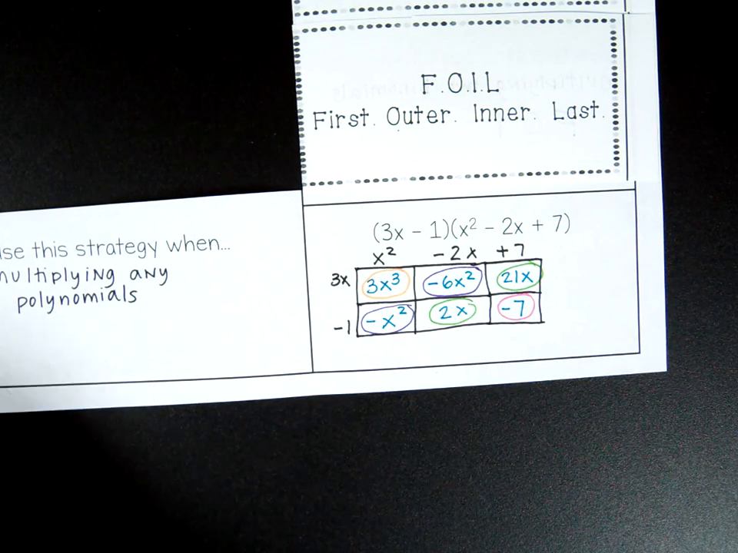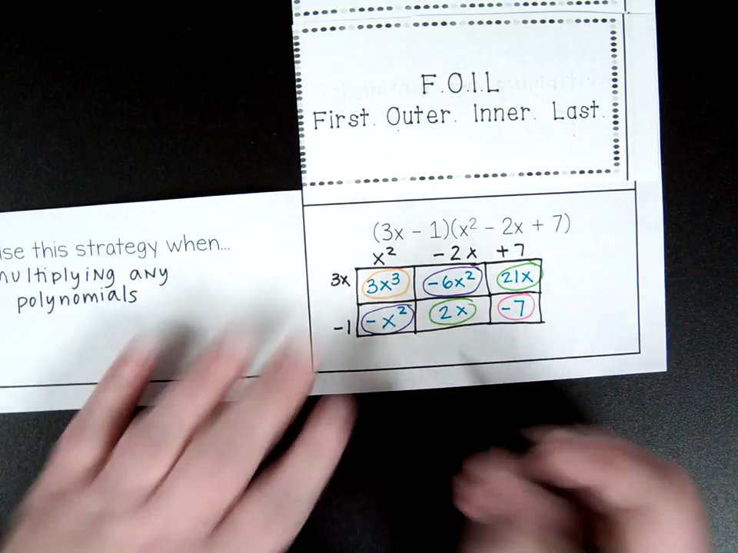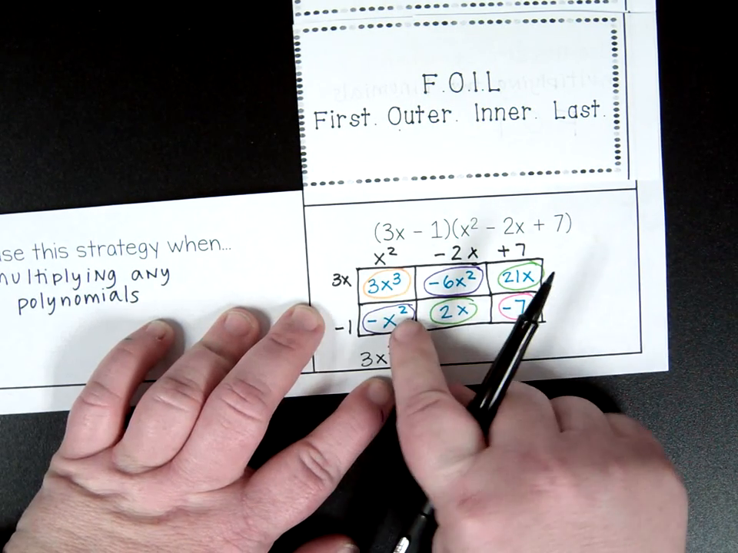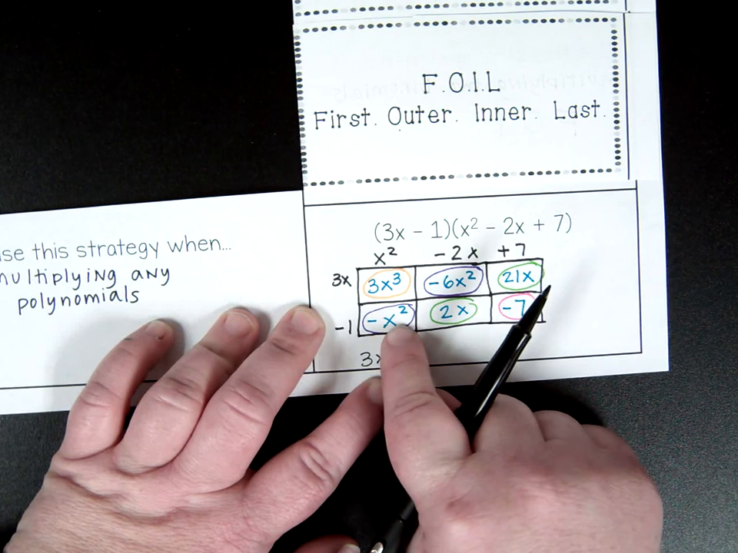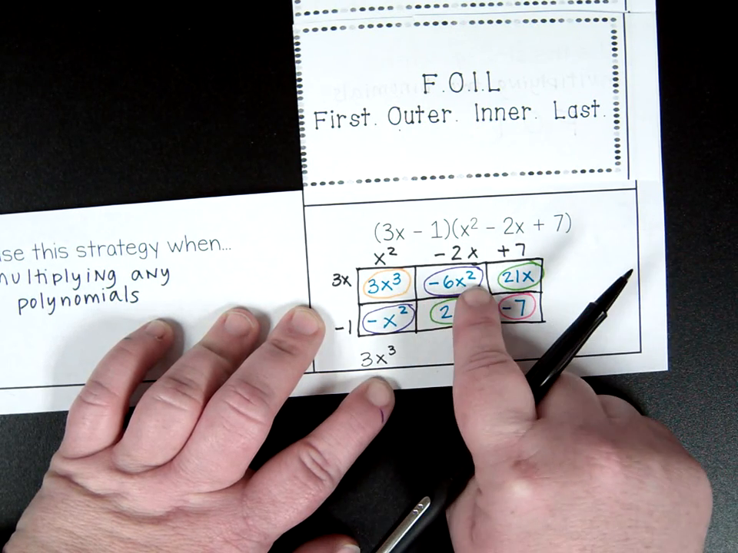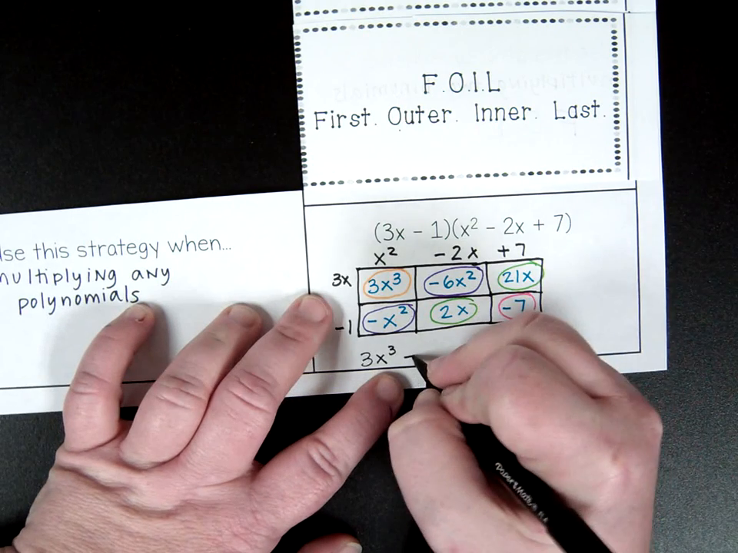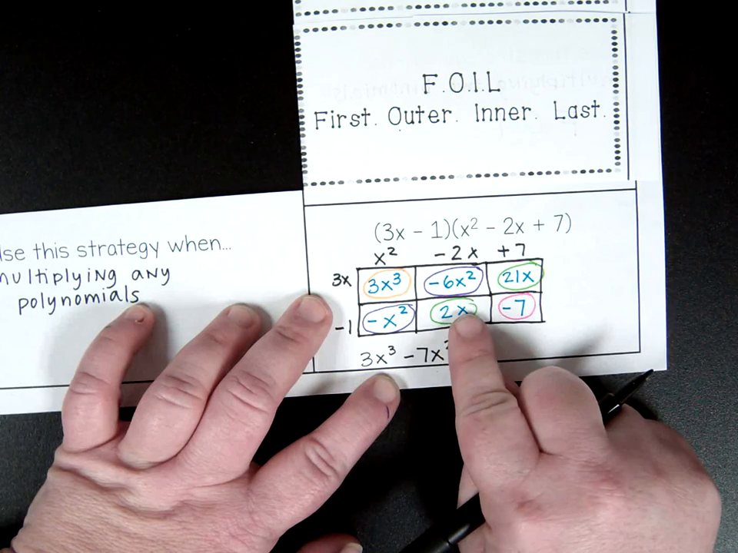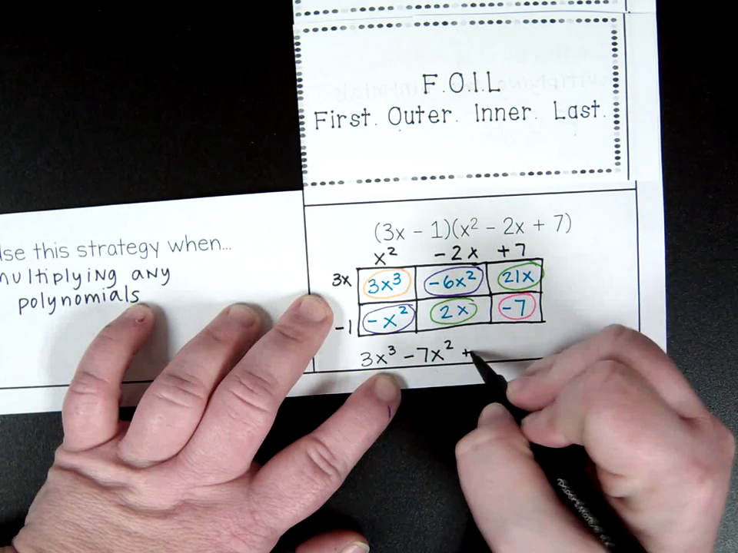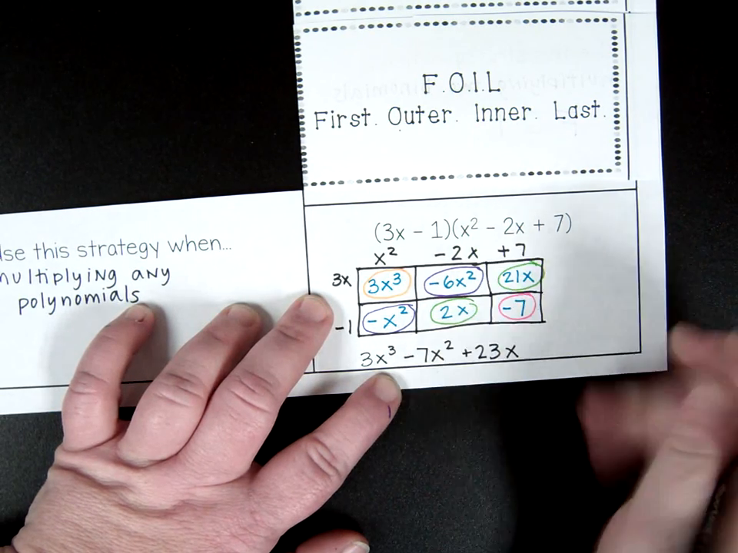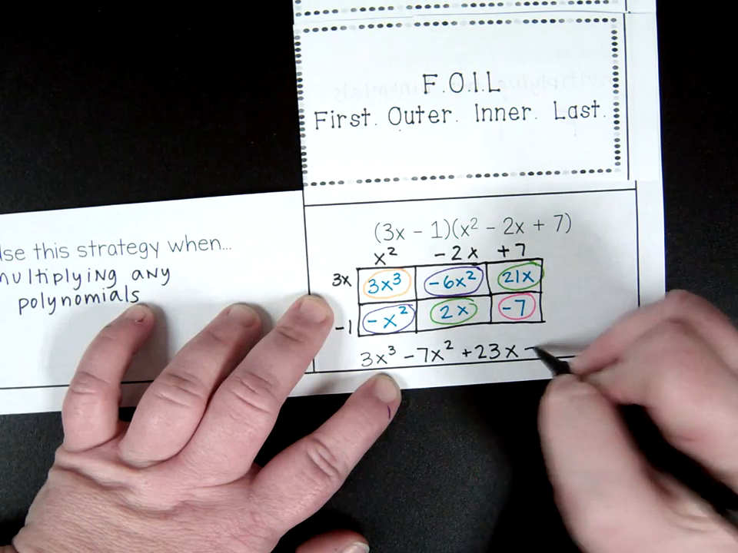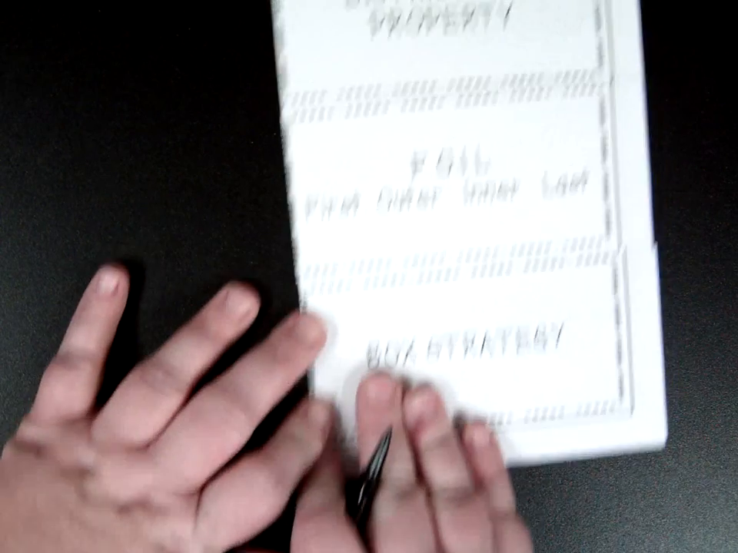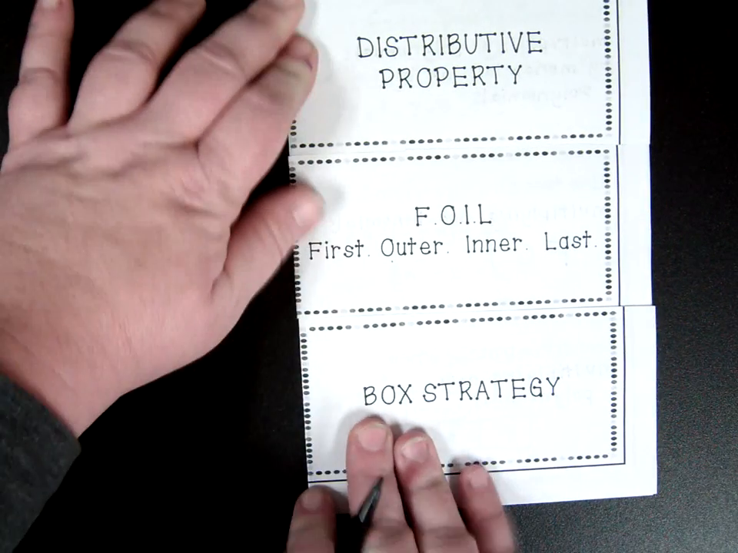So when I combine my like terms, I'm going to start with my 3x to the third power. And then I combine my x squareds. It's negative 1x squared minus 6x squared. So negative 1 minus 6 is negative 7x squared. And then I have a positive 2x plus 21x, which would give me 23x, and then just the minus 7. So those are the 3 different ways that you can multiply polynomials. You can use any of them that you would like.